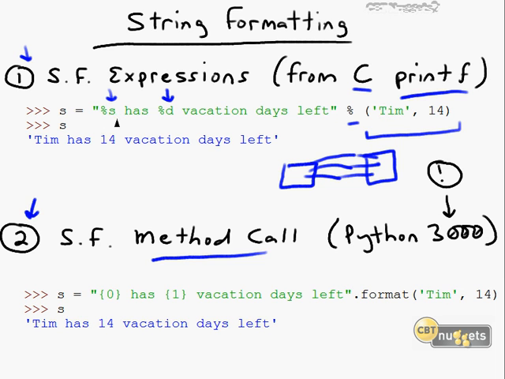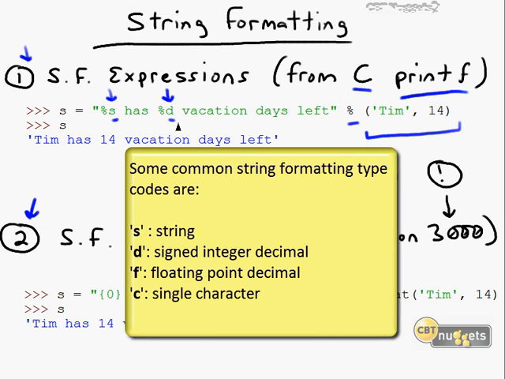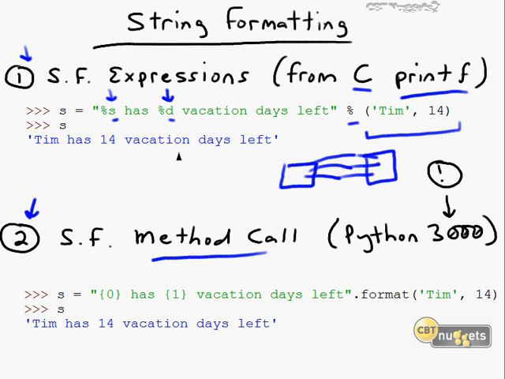Now I want you to understand the s and d are pre-formatted string format codes. S stands for string, D stands for decimal. There's a whole bunch of these codes that you can look up in the Python documentation at your leisure. So these are not arbitrary. We couldn't just say %A has %B vacation days. We're going to get an error raised. So you have to define the data type in your string formatting variable expression, and then in order of appearance we can put our data. So in this case it's going to read Tim has 14 vacation days left.